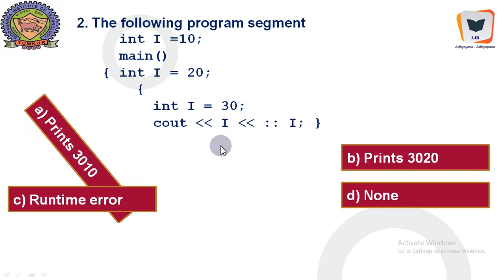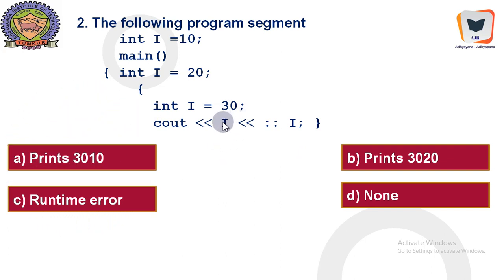Therefore, the answer is 30, 10. So 30 will be printed over here on account of this I being a local variable, and since the same I comes with a global scope resolution operator, this scope will be resolved and 10 will be printed. So it will be 30 and 10 side by side.